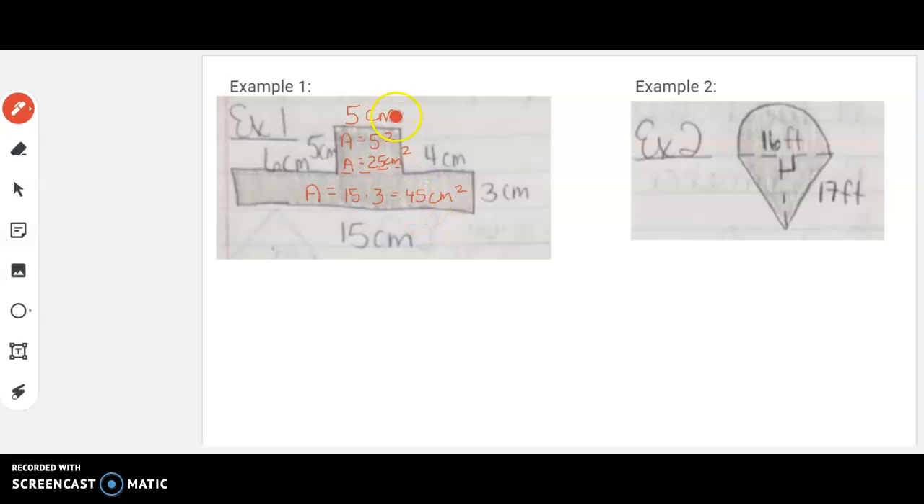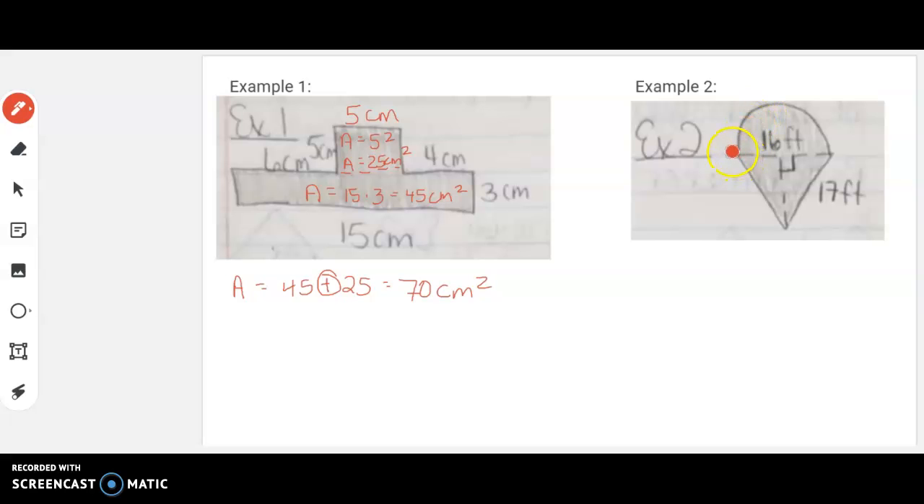Now that I have each separate smaller piece, the rectangle and the square, I can add them together. So my area is going to be equal to the 45 from the bottom rectangle and the 25 from the square. That gives me 70 centimeters squared. I found each piece, and how you break it up is up to you, but I found each piece and then added the two separate areas together. So the area of example 1 is 70 centimeters squared.